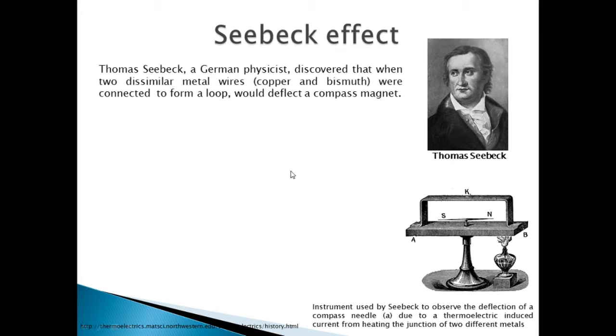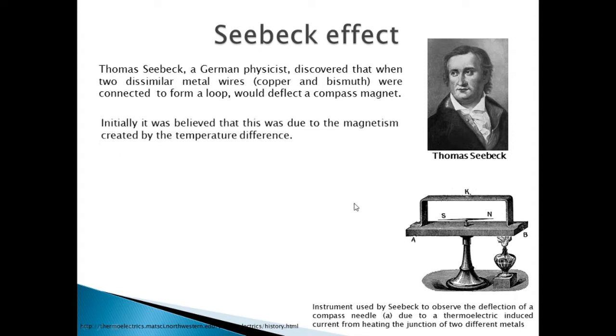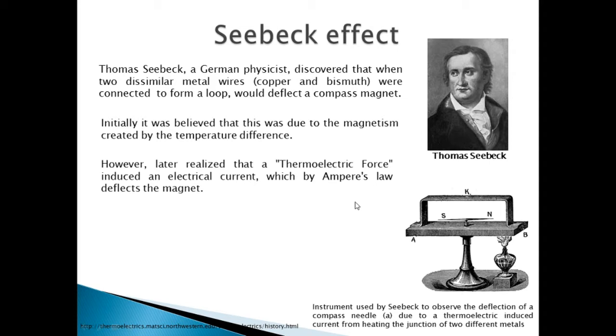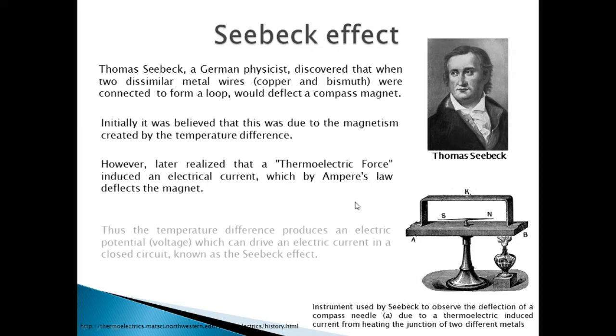As I mentioned earlier, this was discovered by the scientist Thomas Seebeck, and he observed that when two dissimilar metal wires, the metals he used were copper and bismuth, are connected to form a loop, they would deflect a compass magnet. Initially, it was believed that this was due to the magnetism created by the temperature difference. Later, it was realized that a thermoelectric force induced an electric current which thereby deflects the magnet.